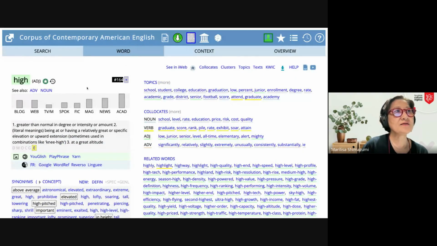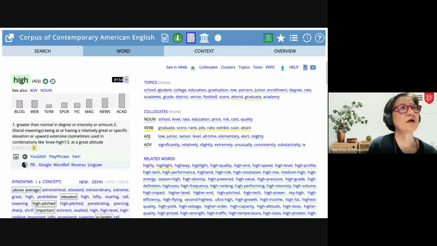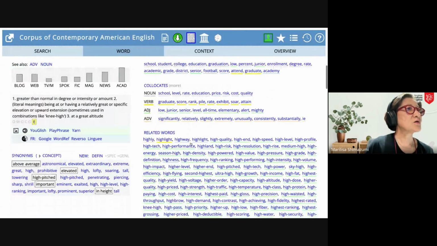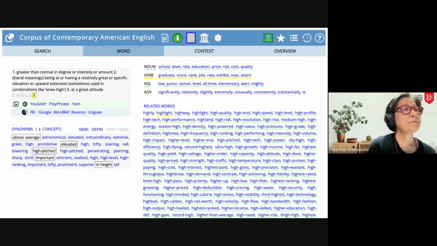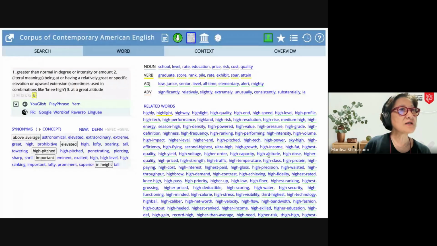I know that high is very much used in academic contexts, news, magazines. You have a dictionary, you know that. But this is what I want you to have a look at. The collocates. High collocates with school, high rate, high education, high price, high risk, high quality. So these are the related words. Then if you want to know how people pronounce the word high, you go to YouGlish. It is a series of YouTube videos.